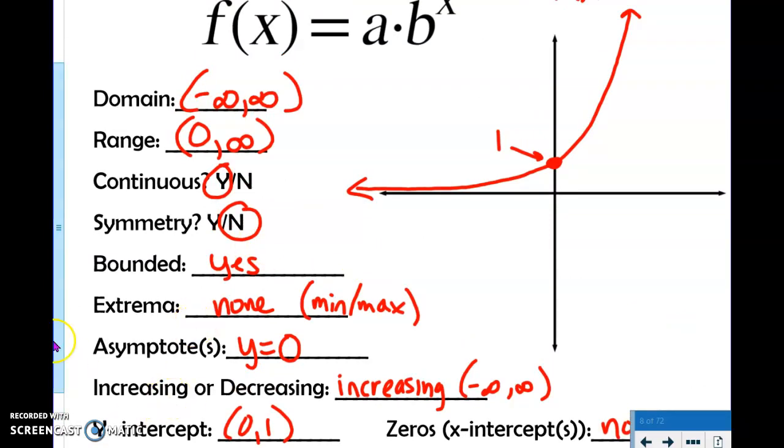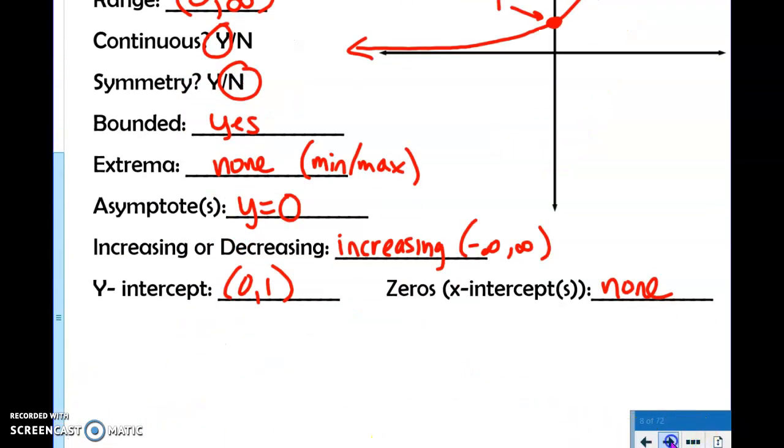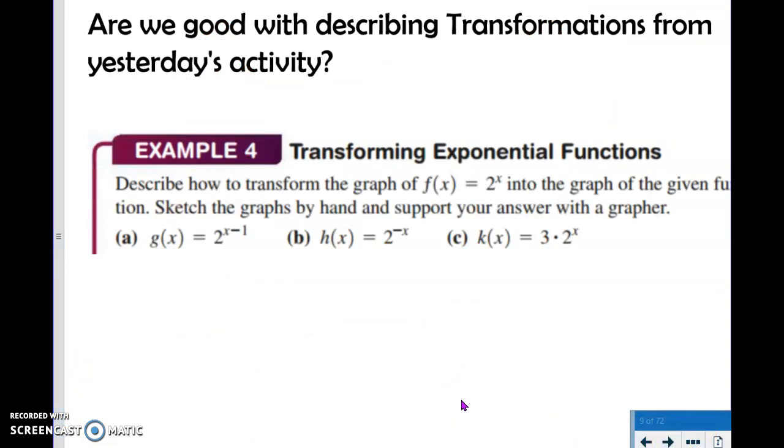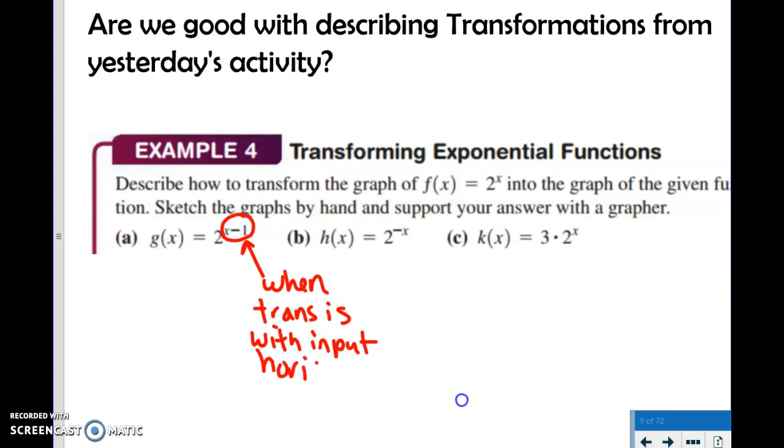Okay? All right, so just really quickly, because I know that I'm boring, and videos are even more boring. Just talk about some transformations. We obviously didn't really do any transformations, but I want to review with you when it's with the input, and I graded your tests, so I know that you guys are struggling with this. When it's with the input, you're going to start with horizontal, or a word that's synonymous with horizontal, right?